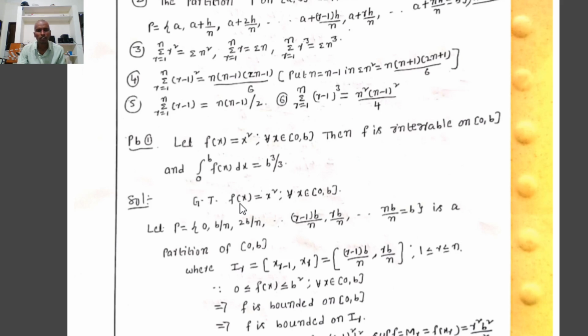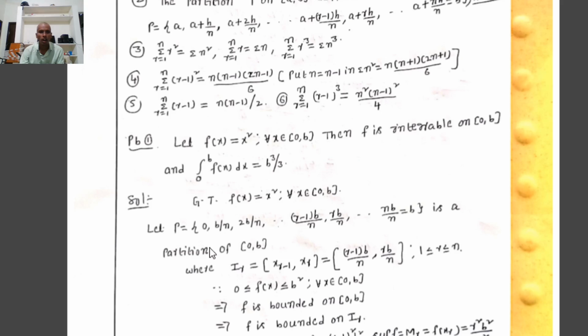We are given that the function f(x) = x² for all x in the closed interval [0, b]. Therefore, consider the standard partition on the closed interval [0, b]. Let P = {0, b/n, 2b/n, 3b/n, ..., (r−1)b/n, rb/n, ..., nb/n = b}. This is one partition of the closed interval [0, b].